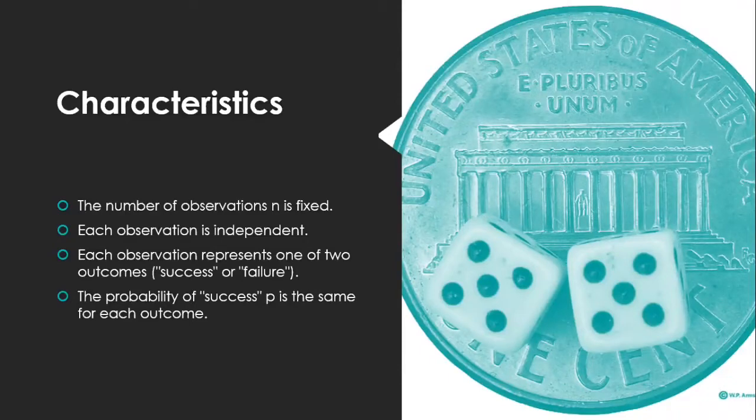Characteristics: the number of observations n is fixed. Each observation is independent, and each observation represents one of the two outcomes, success or failure. The probability of success P is the same for each different outcome.